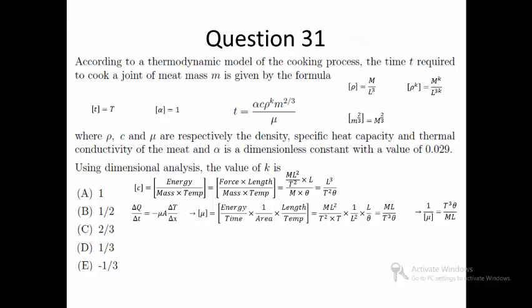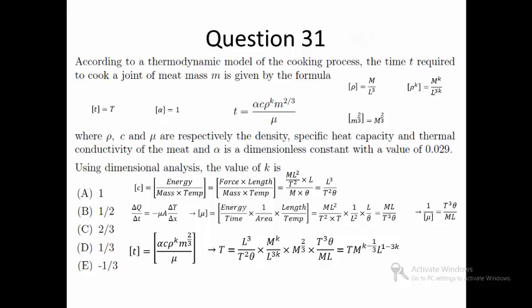The last step is to equate the dimension of time to that of all the parameters on the right. In order to have equal dimensions, the unknown k must work in a way of making both M and L have zero power, and at this point of time, it is not hard to see that k must be 1 over 3. Thus, the answer is D.